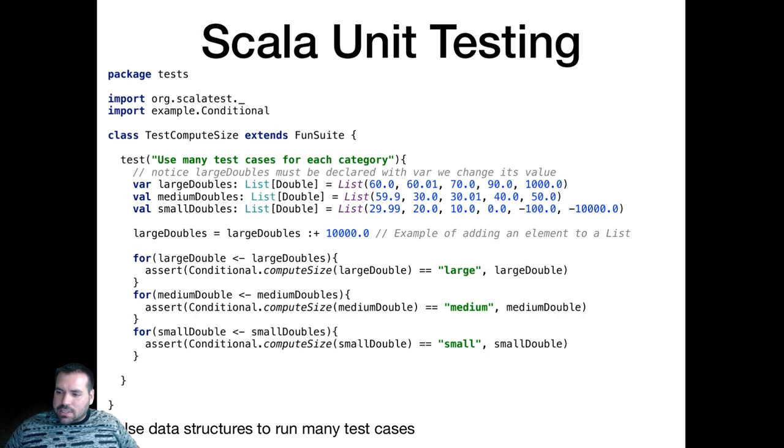Which large double is the method? I'm not sure I understand the question. But I'm iterating over large doubles, which is all these values plus this 10,000, storing those in variables of large double, and then I'm calling conditional.computeSize, the method that we're testing, on each one of these inputs and making sure that this method call returns large on each of those inputs. And if it doesn't, print out which specific double failed on this test.